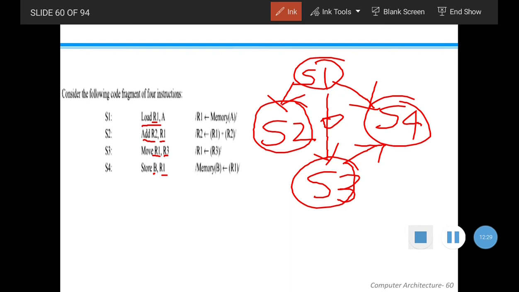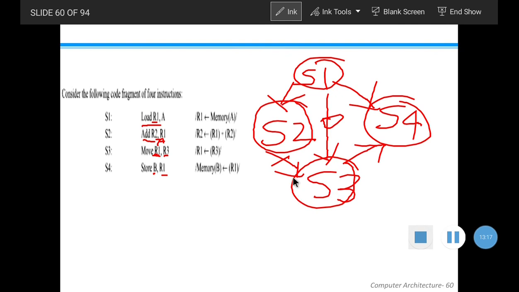And similarly, we have anti-dependence between S2 and S3, and you can mark it as an arrow mark with a dashed line. If you observe here, the output of S3, that is R1 output, is used as an input in the previous statement. Okay, so this is anti-dependence. Anti-dependence means the input in a previous statement should not be used as an output in the next statement. That is called an anti-dependence.